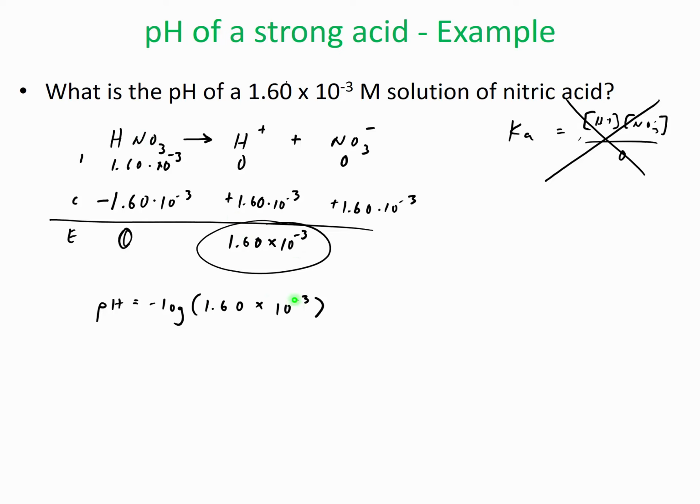So that's our negative log, because we could just pull out our calculator and go boom, negative log of that, and that's our answer. But I just wanted to go over why you can do that. It's 100% dissociation is why we can do that.